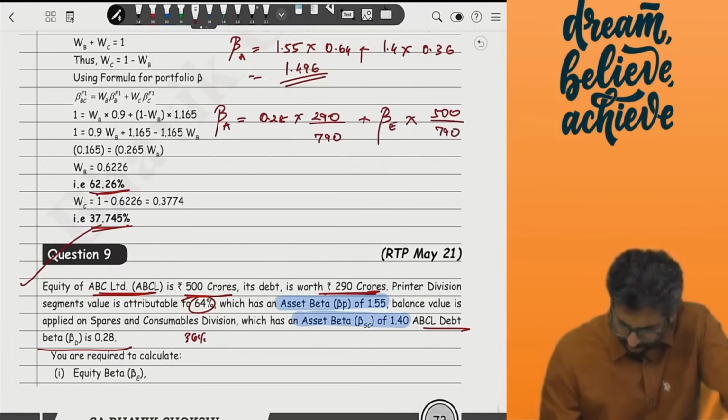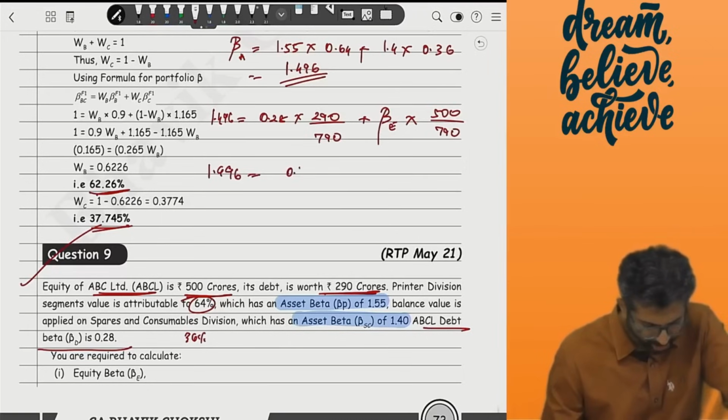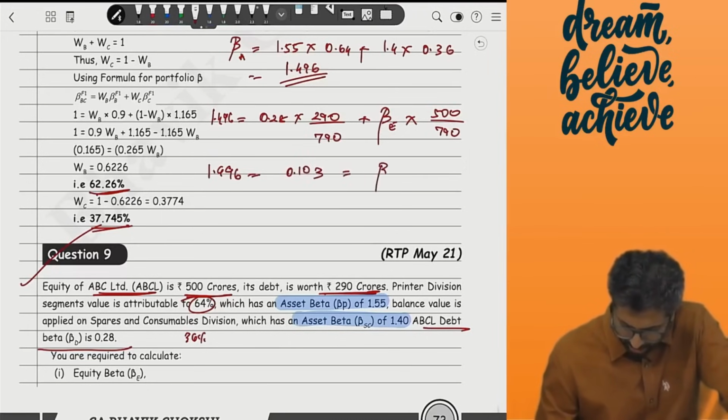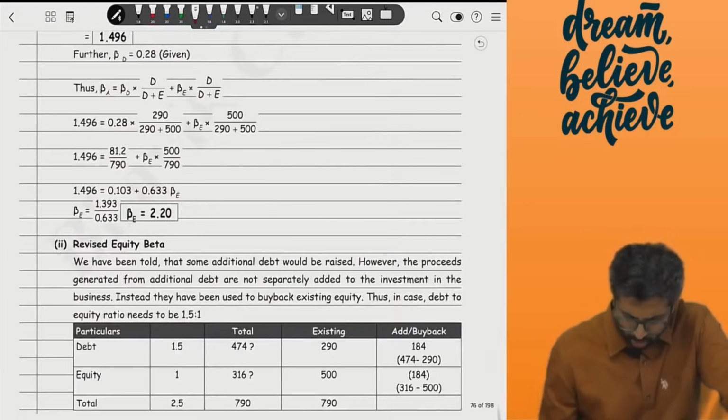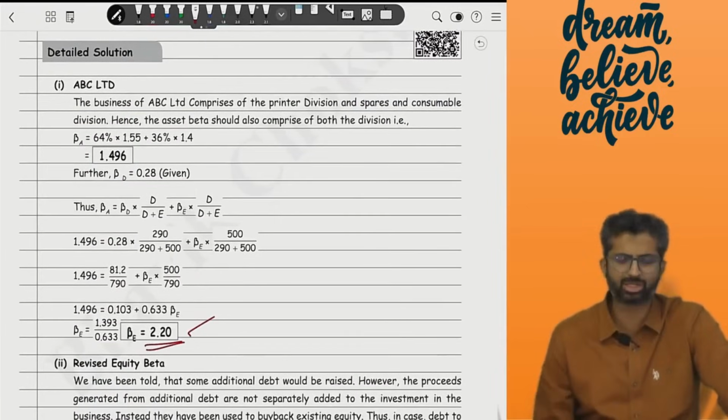If I solve this, I am going to get the asset beta, but I already have the asset beta, that is 1.496. So 1.496 equals 0.28 into 290 upon 790, which comes to I think 0.103, plus equity beta into 500 upon 790. If you do this working, you will ultimately come to an equity beta of 2.2. It's just solving an equation.